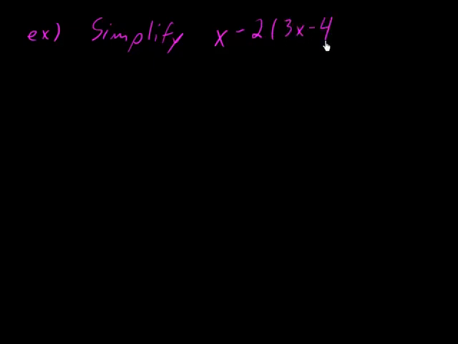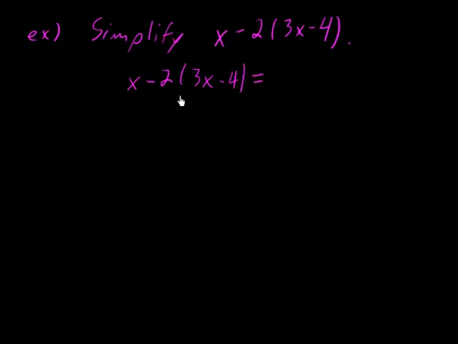So let's do a couple examples of expressions. Suppose we're asked to simplify something like x minus 2 times 3x minus 4. First of all, this is an expression, there's no equal sign in it, and we're asked to simplify this expression. So we'd start out, we would write out the expression x minus 2 times 3x minus 4.